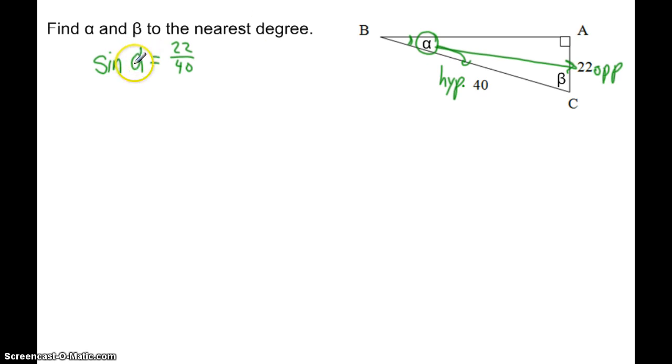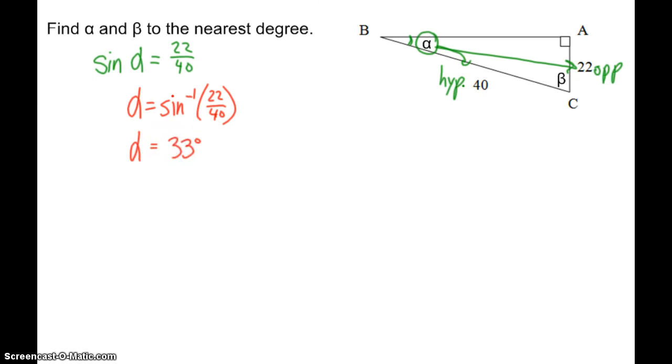But again, I don't know the angle, but I know the function. So in order to get the angle, I'm going to use the inverse trig function. And you could simplify that fraction 22 out of 40 if you wanted. Type it into your calculator as 11/20ths maybe, or just leave it 22/40ths. Your calculator is smart enough to know what to do with it. So if I plug that into my calculator, it tells me that alpha is approximately 33 degrees.